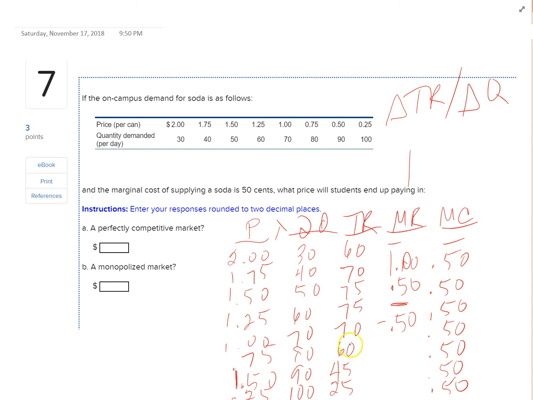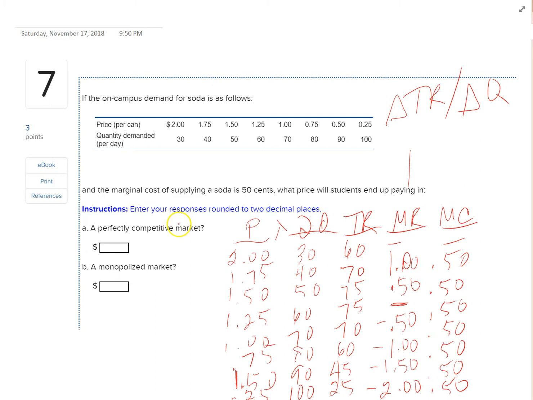Then we're going to have a negative 10 from 70 to 60 divided by 10, so it's going to be negative $1. From 60 to 45 is a negative 15 divided by 10, so negative 1.5. And then from 45 to 25 is a negative 20 divided by 10, so it's a negative $2. Okay, so that's all the information that we need here. Now we're going to just pull out the information to answer the question.